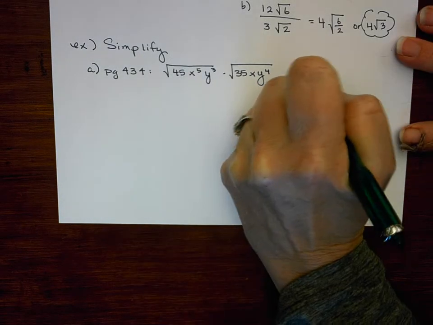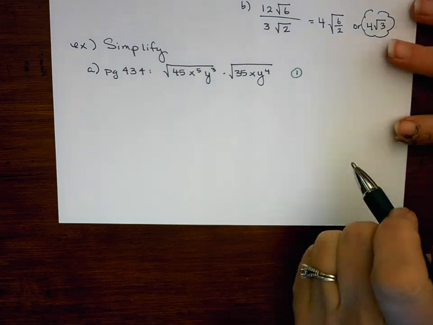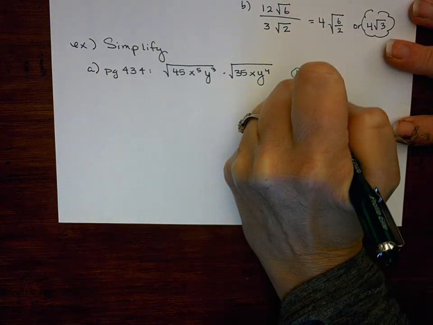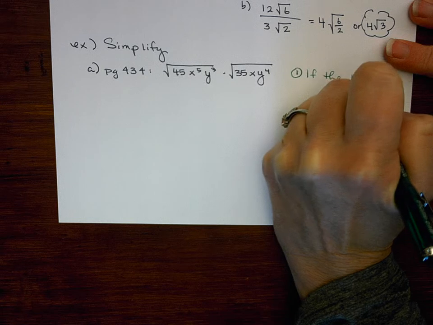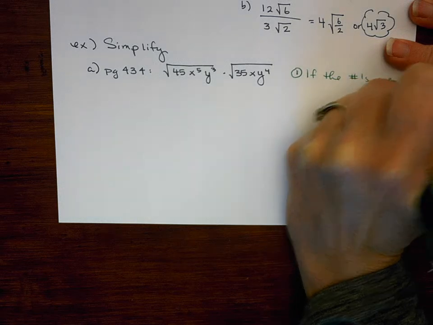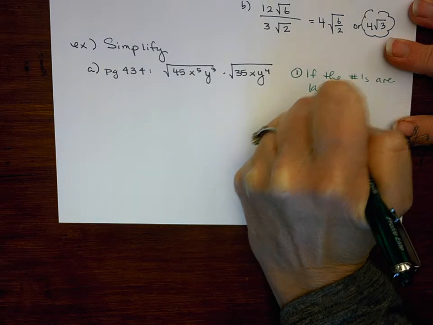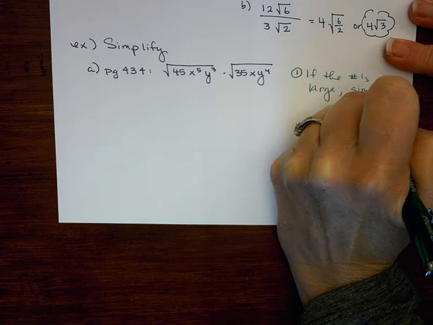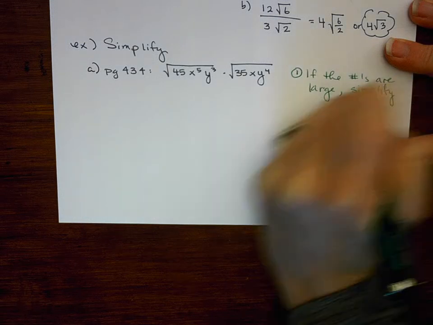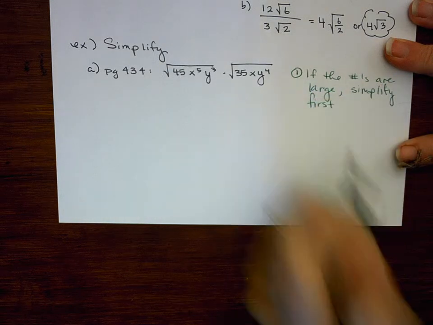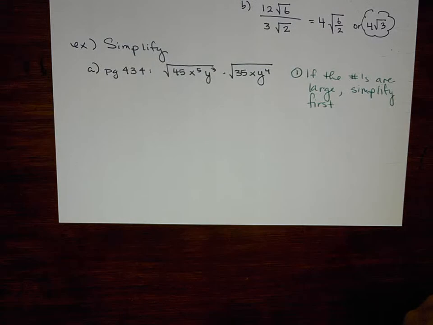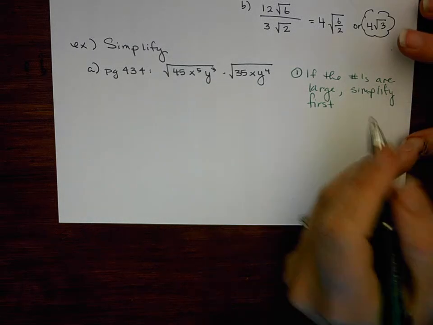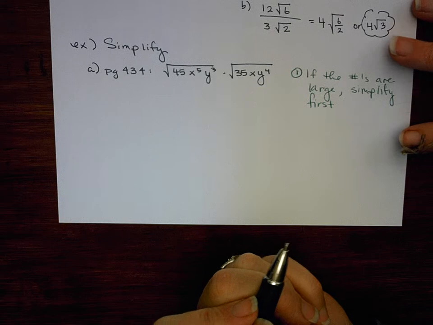So the first step is, if the numbers are large, we want to try to simplify the radicals first. Otherwise, let's just go ahead and multiply, so we're not trying to juggle too many things at once. So if the numbers are large, we would simplify first. Otherwise, we would multiply, okay?